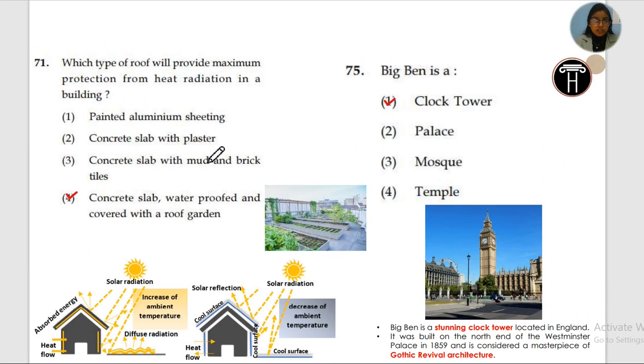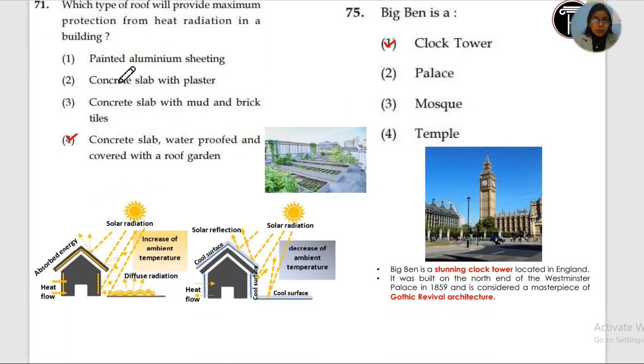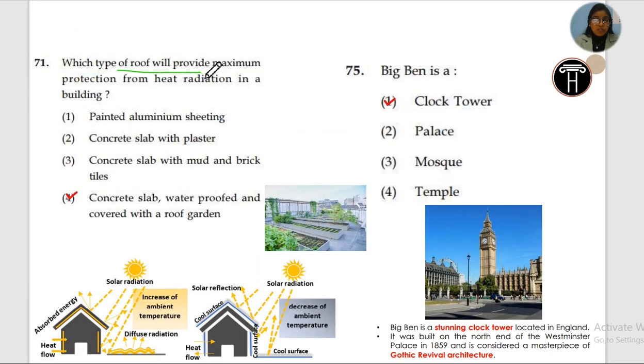Next question we have is, which type of roof will provide maximum protection from heat radiation in a building? The type of roof it is asking about, which will provide you maximum protection from heat radiation in a building. So the correct answer is concrete slab, waterproofed and covered with a roof garden.